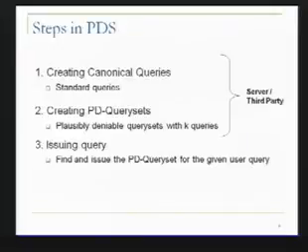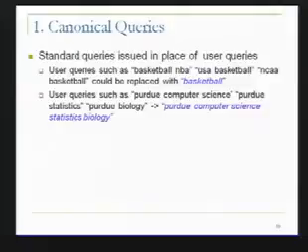Okay, the first step, creating canonical queries. So what are these canonical queries? These are the standard queries issued in place of the actual user queries. For example, basketball, NBA, or USA basketball could be replaced by a more general common query, basketball. And also queries such as Purdue computer science and Purdue statistics could be replaced by Purdue computer science statistics.